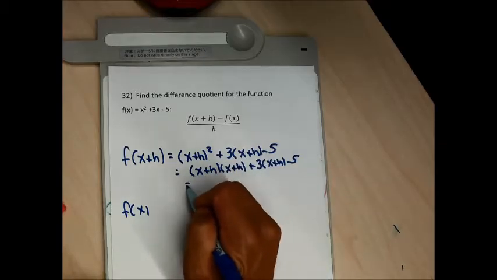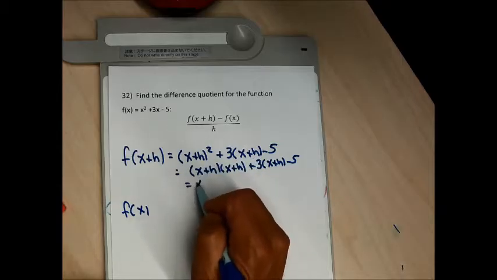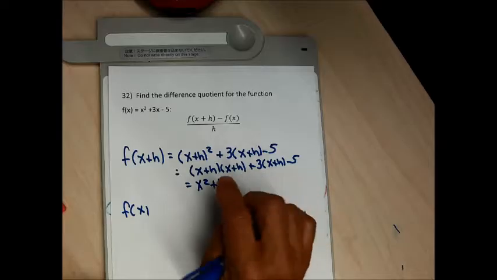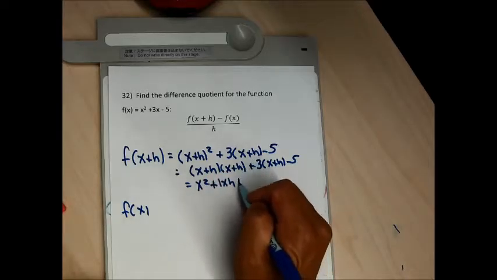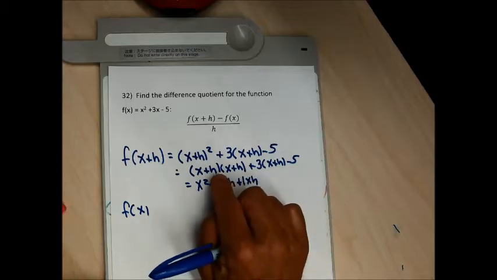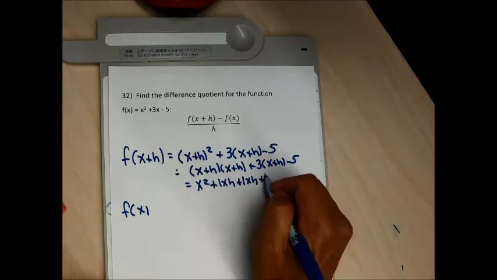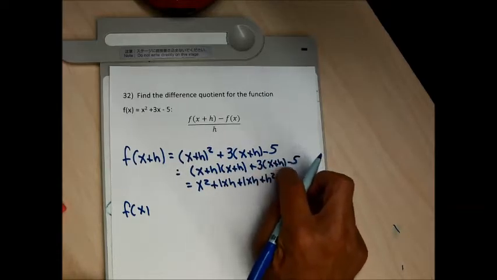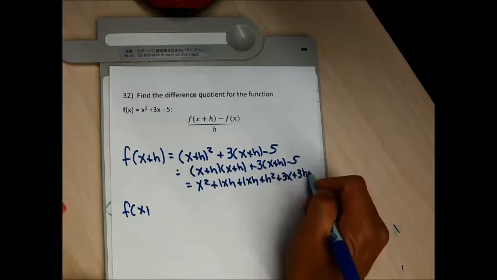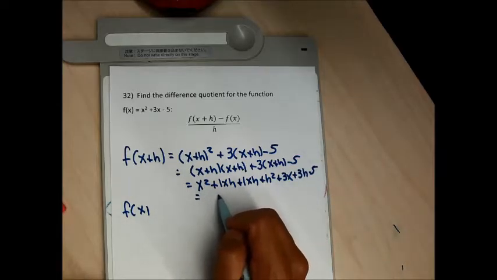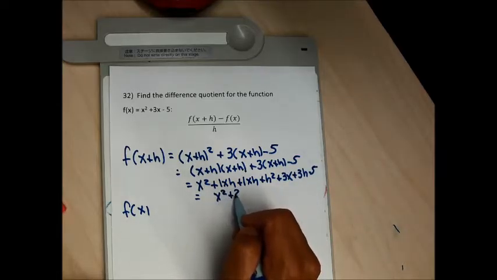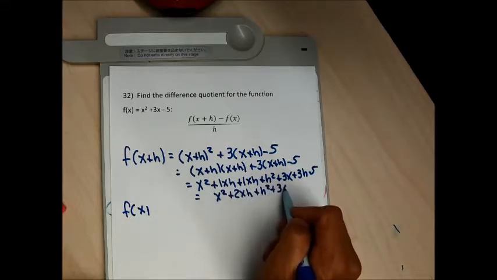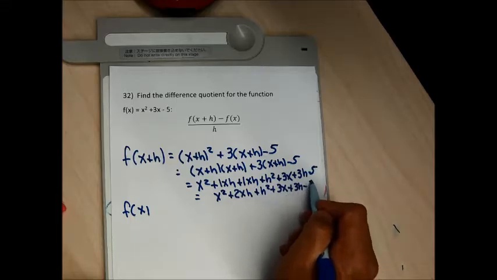minus 5. Foil this. X times x is x squared. X times h is plus 1xh. H times x is plus 1hx, which I'm going to write 1xh. H times h is plus h squared. 3 times x is plus 3x. 3 times h is plus 3h. And the minus 5 is the minus 5. This whole thing comes out to be x squared plus 2xh plus h squared plus 3x plus 3h minus 5.